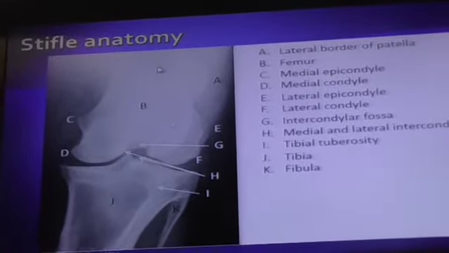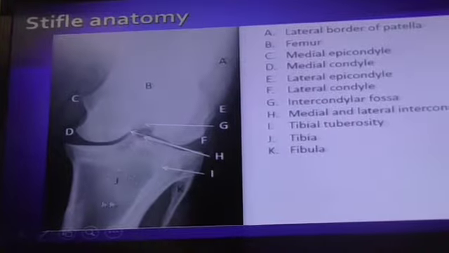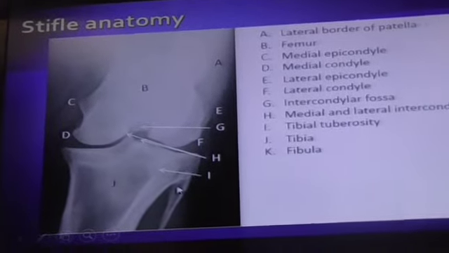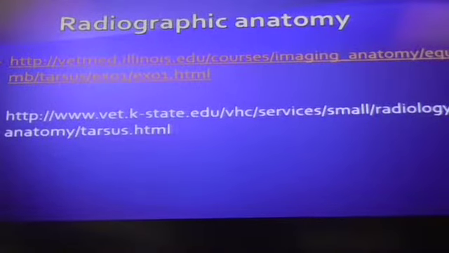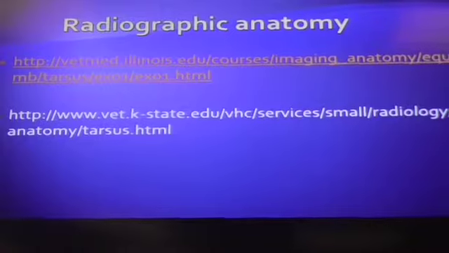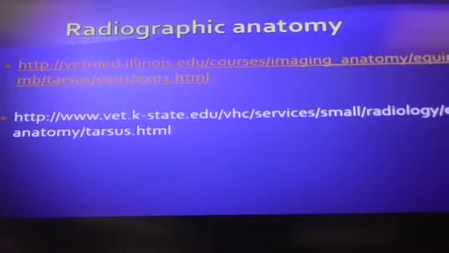This bone is the femur, right? Which makes this one this little guy. Okay. And we had a couple websites that are useful for review of radiographic anatomy. Any questions on the anatomy stuff before we move on? Okay. So we're going to talk about what osteoarthritis looks like on a radiograph next.